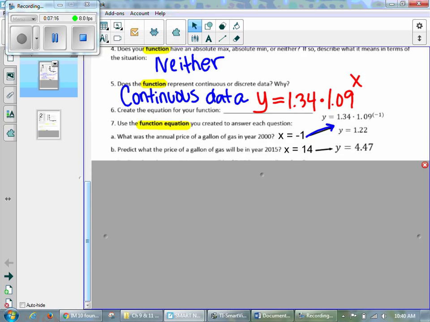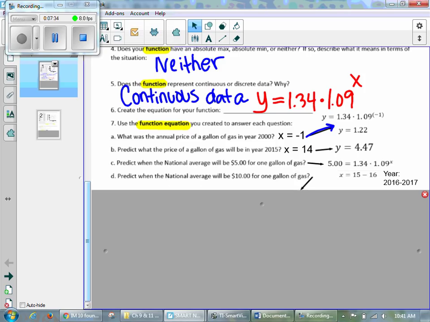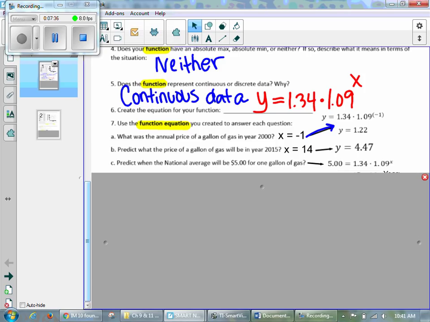Part B says, predict the price of a gallon of gas in year 2015. Well, if we started in year 2001, we'll have 14 years that have gone by. So I substituted 14 into my exponential equation. The answer is $4.47. Part C, we're going to go backwards.